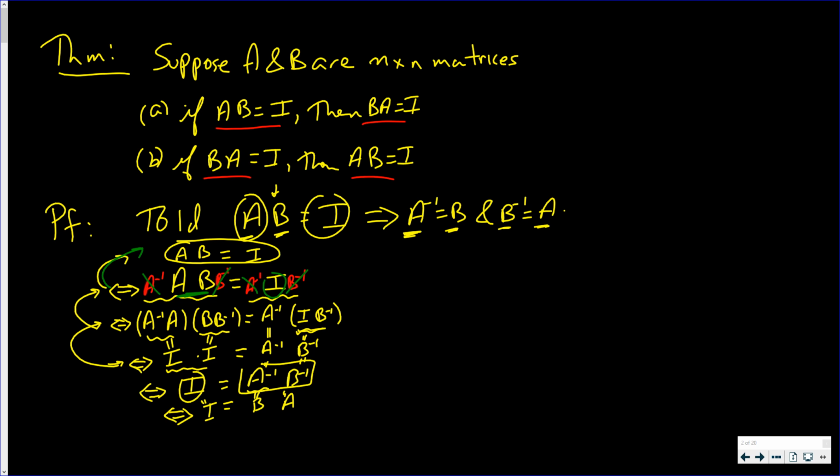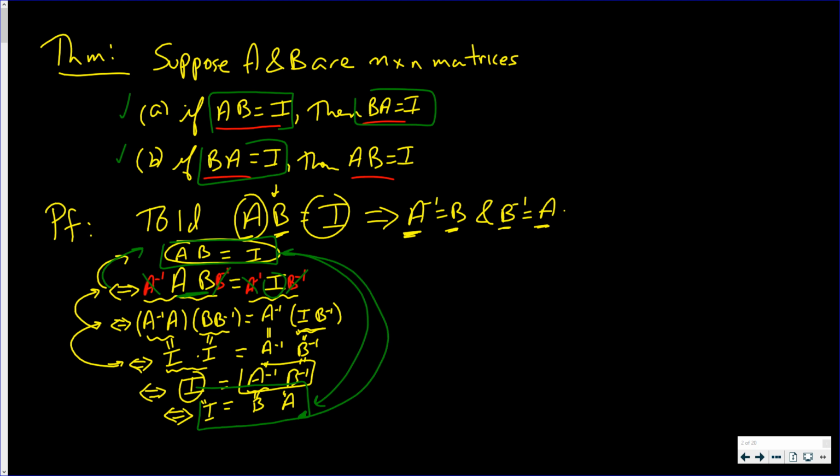Okay. So what I have is that this is true if and only if this is true. So I knocked off A and B. That is, if AB equals I, then we get that BA equals I. And if BA is I, if we're down here, I show that AB is I, which is exactly what I wanted to show. That completes the proof.